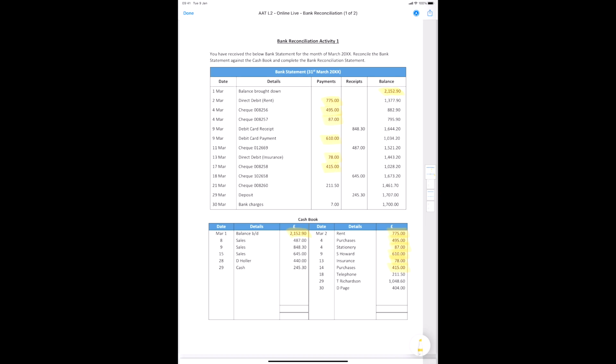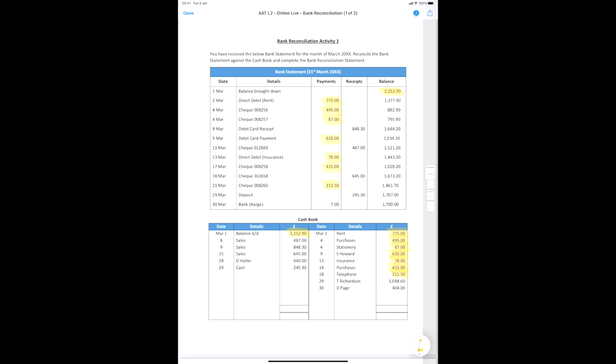And we have a cheque for £211.50, which relates to a telephone payment. We do also have bank charges there of £7, but you'll notice that doesn't appear within our cash book. We are going to cover that in the second step of the process. So for now, we're just going to highlight those which do appear in both.